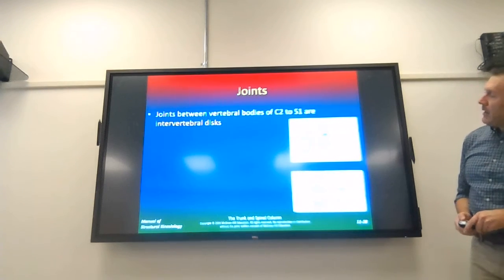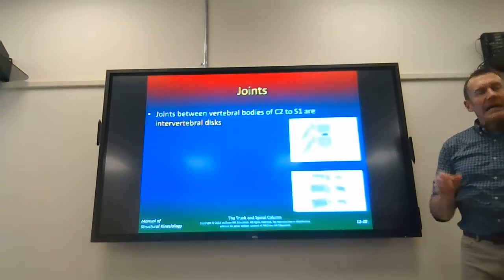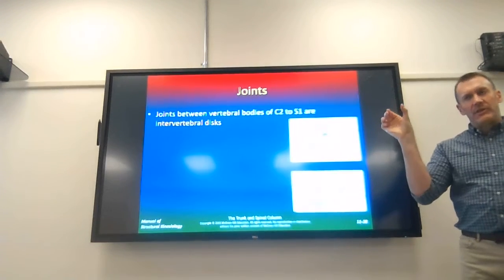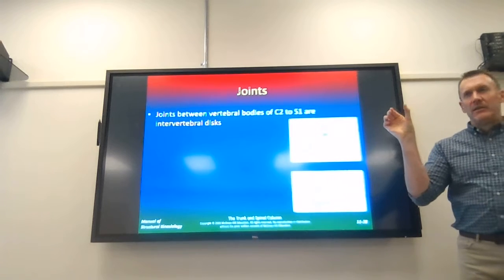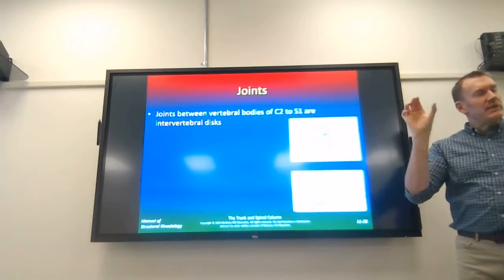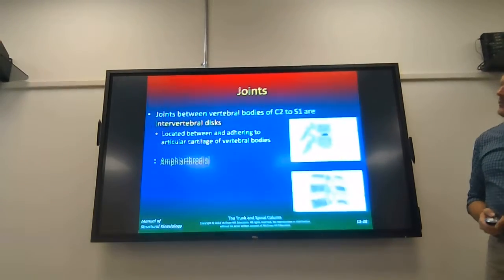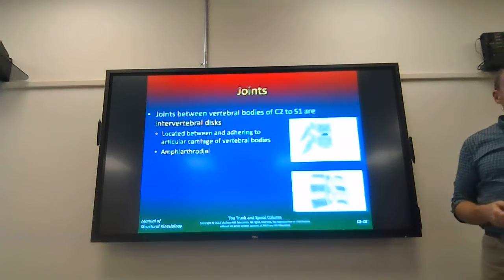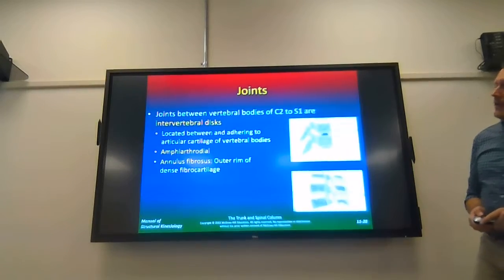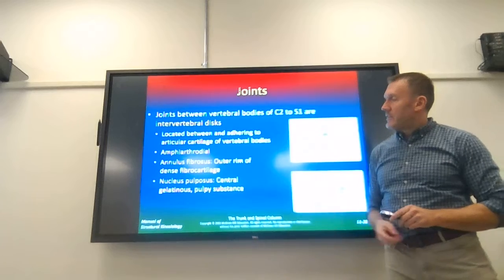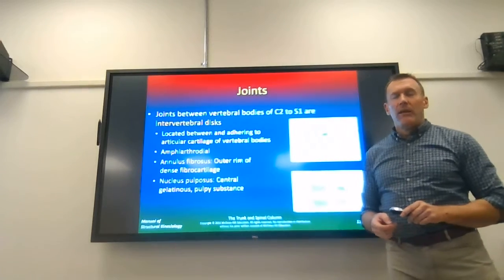That's what the nucleus pulposus is like. It kind of acts like a liquid ball bearing that allows the vertebrae to have just a little bit of flexibility. So not like a diarthrodial joint, but just a little bit of movement. So these are classified as amphiarthrodial. Okay, so the outer part is the annulus. The inner part is the nucleus.